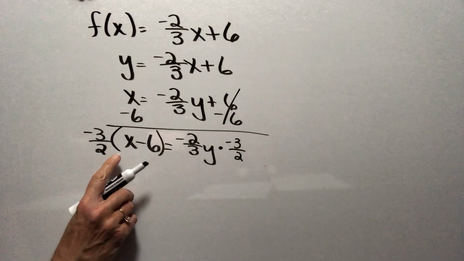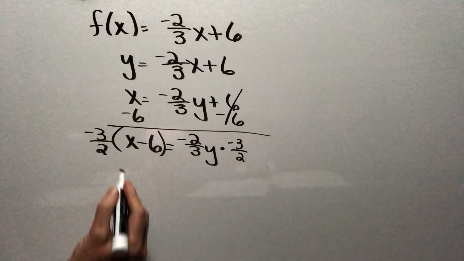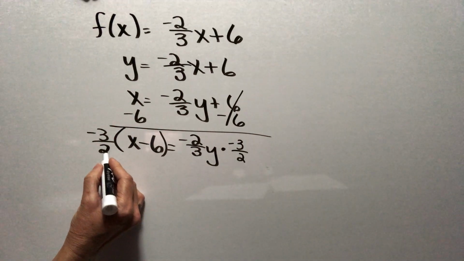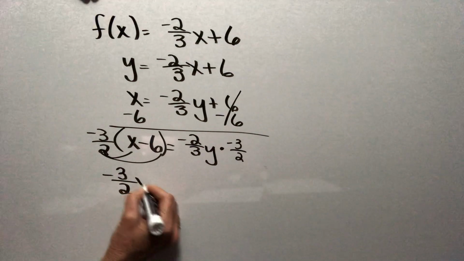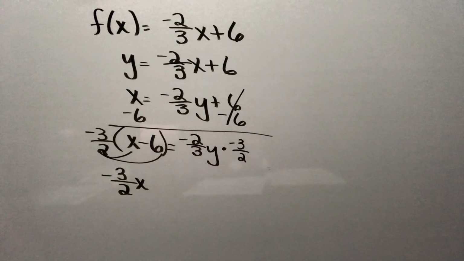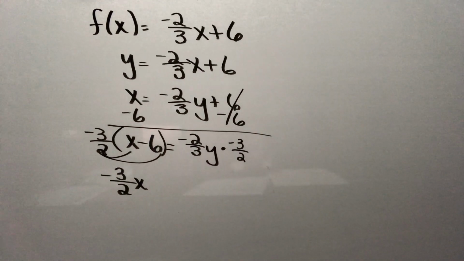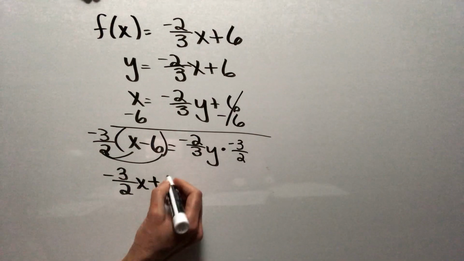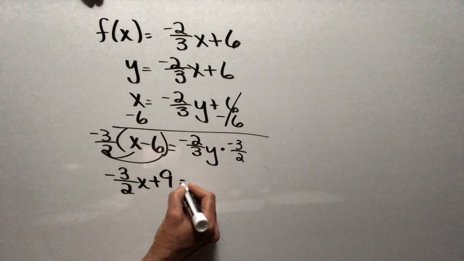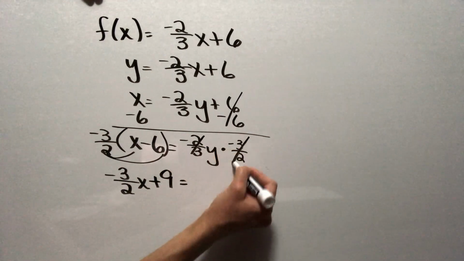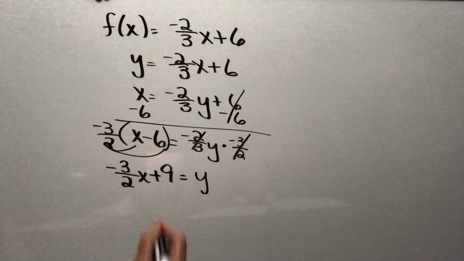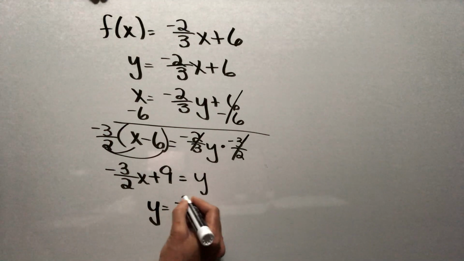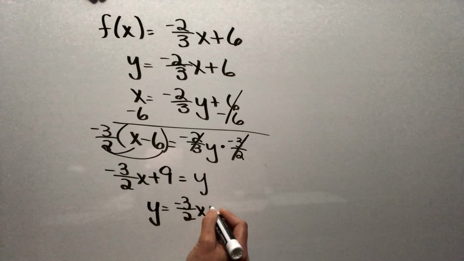And I did that on the left side by showing it with parentheses. So now I will distribute the -3/2 to here and here. So that would be -3/2 x. And if you were to multiply -3/2 times -6, you would find that answer to be 9. And over here, the 2/3 and the -3/2 would cancel, leaving y. So your equation would be y equals -3/2 x plus 9.